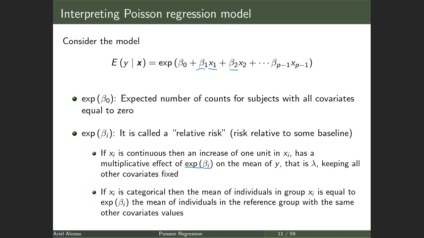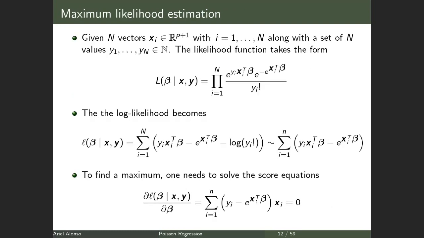So when you have a categorical variable, we assume that you have introduced dummy variables. You have this dummy variable xi here, and that essentially means that the average number of counts in the group that this dummy variable identifies is going to be the exponent of beta 1 times the average number of counts in the reference group. So the interpretation is straightforward, and this is called the relative risk. How much you increase the risk is the way it is interpreted.